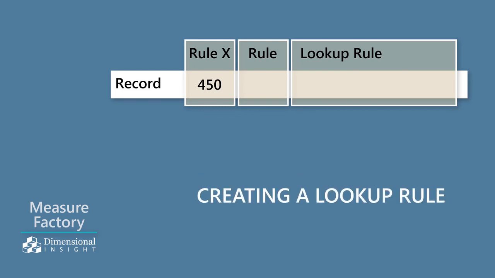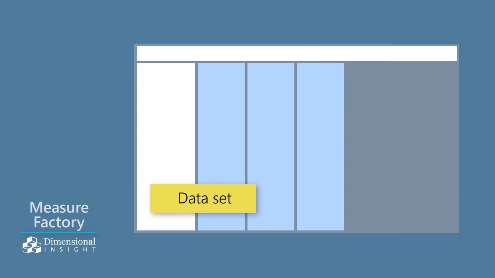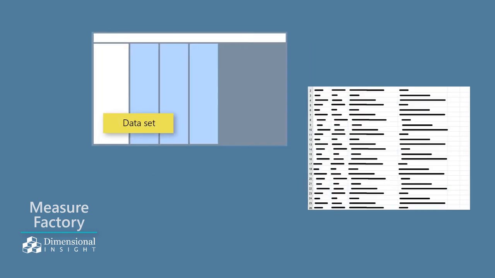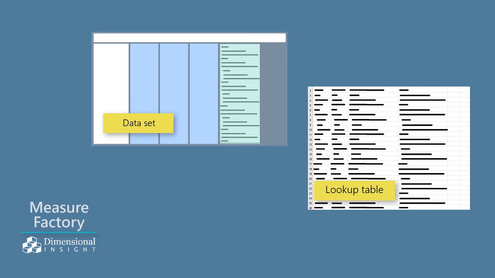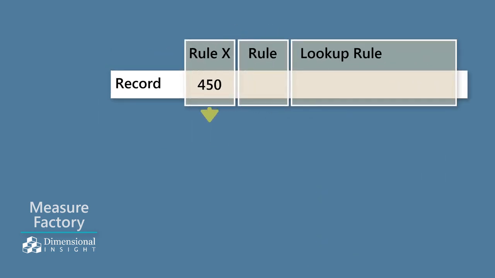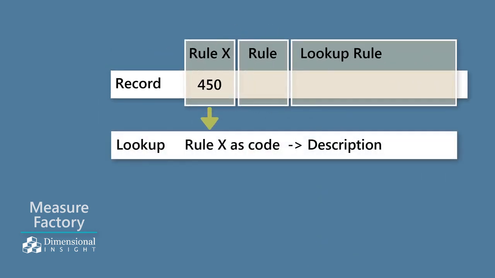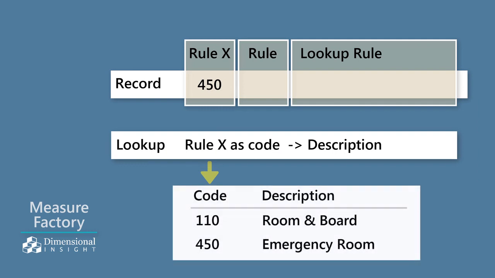In this demonstration, we'll create a lookup rule. You use a lookup rule when you can't find the data you need in an existing data set and must retrieve it from a separate file called a lookup table. A lookup rule gets information from a lookup table by matching certain values from each transactional record with values on a particular row of the lookup table.